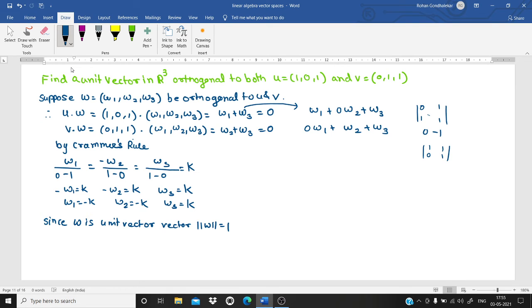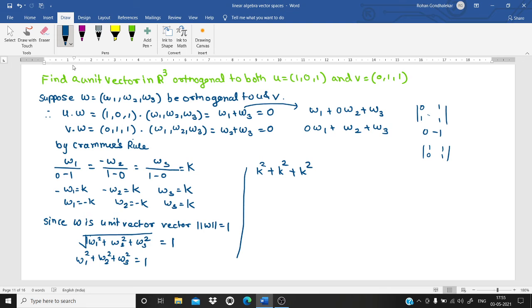Now, norm of w equal to 1 means what? It is the square root of w1 square plus w2 square plus w3 square, which should be 1. Squaring on both sides, we get w1 square plus w2 square plus w3 square is equal to 1. Now substitute the values of w1, w2 and w3, which is k square plus k square plus k square.